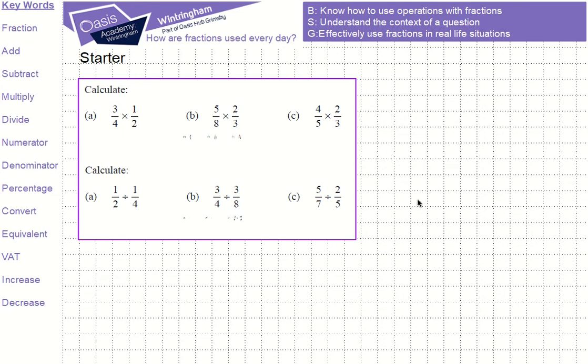Okay, the starter, 3 questions quickly on multiplying and 3 questions again quickly on dividing. A little bit of practice from last lesson, so again look back at your notes if you need to and try and have a go at these questions. Pause the video while you have a go, and again, press play when you're ready to see the answers.